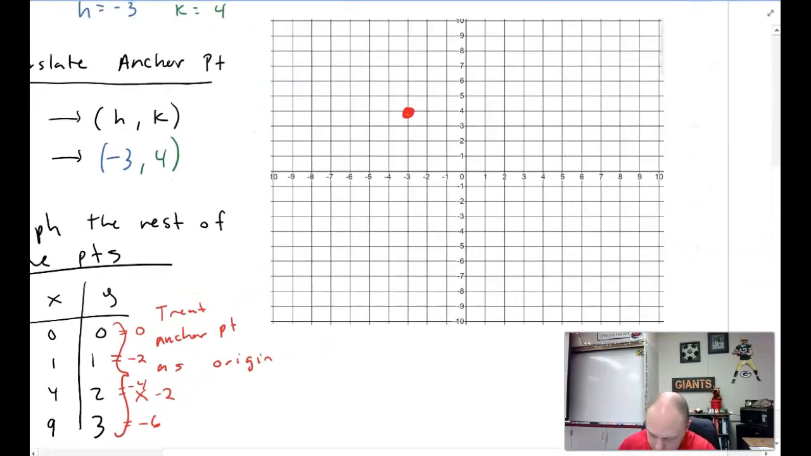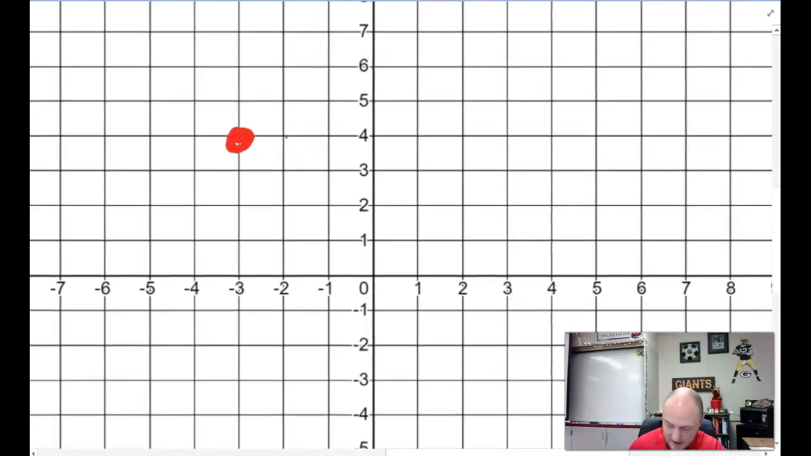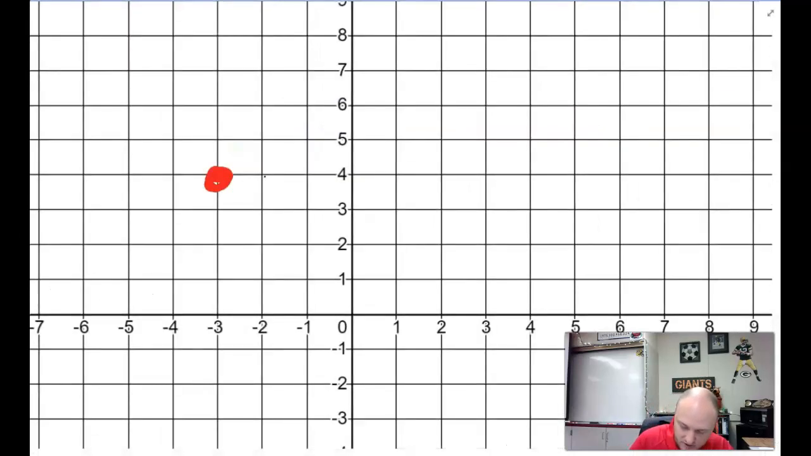Okay, so here is our graph. Normally we would go right 1, up 1. Normally we would go right 1, up 1. But instead of going up, we have to go down. So down 1, 2. Down 2. Okay, there's my first point.